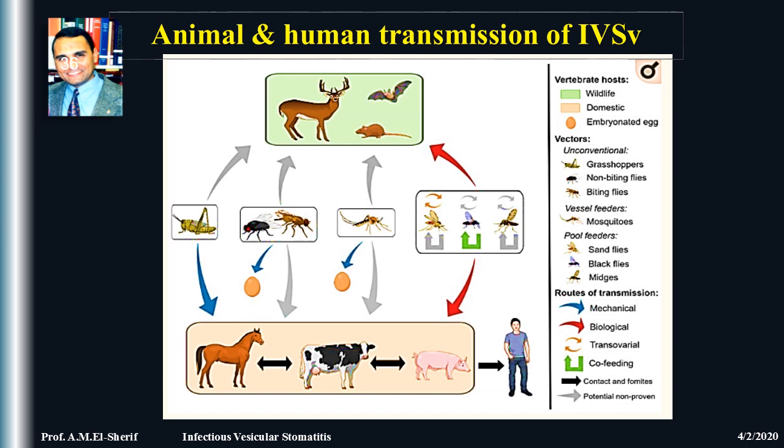This diagram explains the animal and human transmission of Indiana vesicular stomatitis virus. Number one, there are non-domesticated animals such as giraffe, gazelle, rats, and pets, where sand flies, mosquitoes, and locusts transmit the virus from domesticated ones and from humans to them, and then contract the infection again from them. There is transovarian transmission of the virus through different generations of these mosquitoes, sand flies, and locusts. They transmit the virus to the equine, cattle, and swine, and from them, through different excretions, saliva, or the insects themselves, to the human, as appears in this diagram.